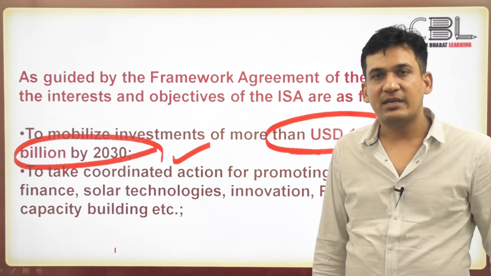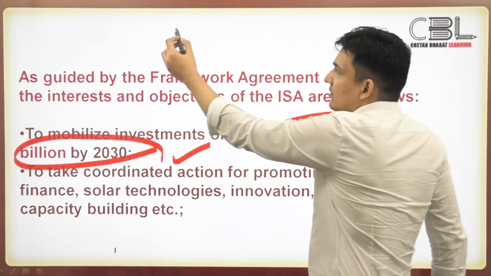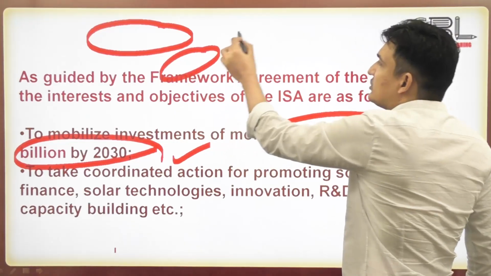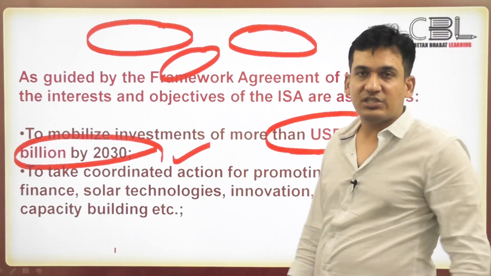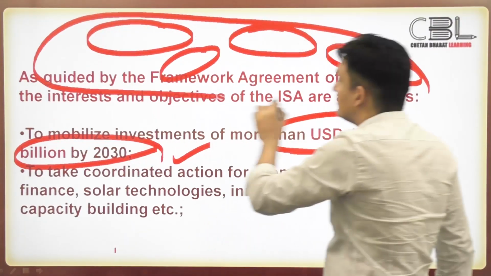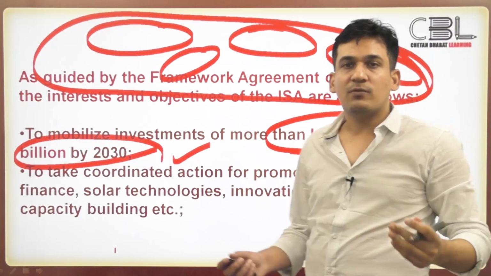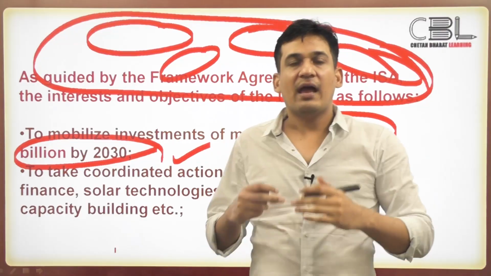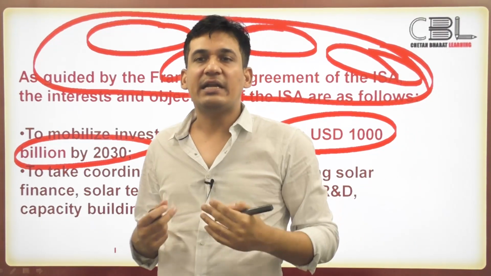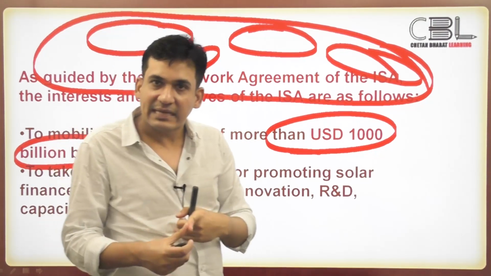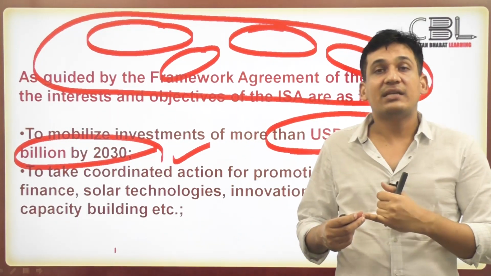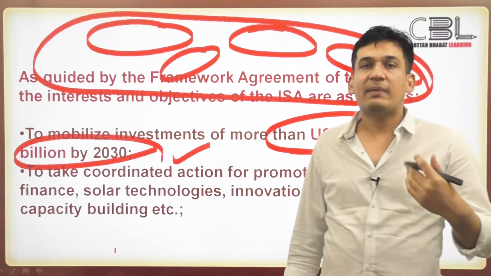The second thing that ISA aims to do is to take the Middle Eastern nations, the African nations, South Asian nations, and Southeastern Asian nations. It aims to bring all of them together into coordinated action for promoting solar finance, solar technologies, research and development, capacity building, etc. What do we mean by capacity building?